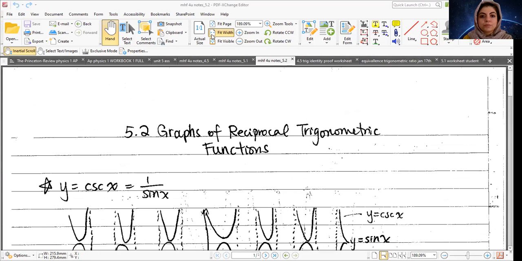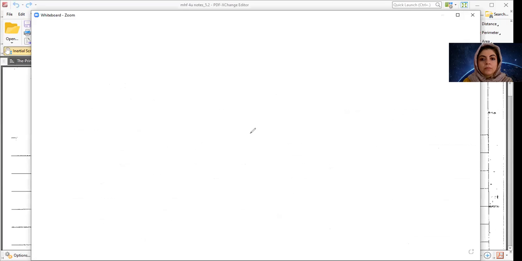Let's share another whiteboard. So I'm just going to quickly put this circle, right? Here is 0 degree. Here is 90 degree, 180 degree. Here is 270. And then we come back to 360 degree.